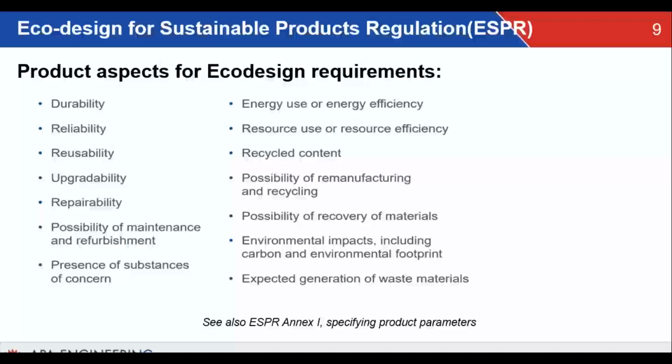So these product aspects altogether basically describe the criteria for what constitutes a sustainable product. This has also been mentioned in the ESPR directive. Some of them are durability, reliability, reusability, energy use or energy efficiency, resource use or resource efficiency, recycled content, etc.